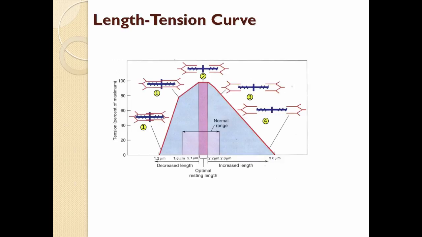Outside of that range, to the far left, you're not going to be able to generate any force at all once the muscle becomes over-shortened. Likewise, on the opposite end, as the muscle over-lengthens, you're not going to be able to generate any force. So we want to use a muscle in that mid-range, where it's going to be able to produce the most force.